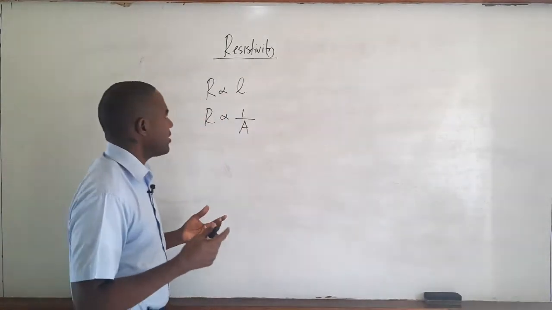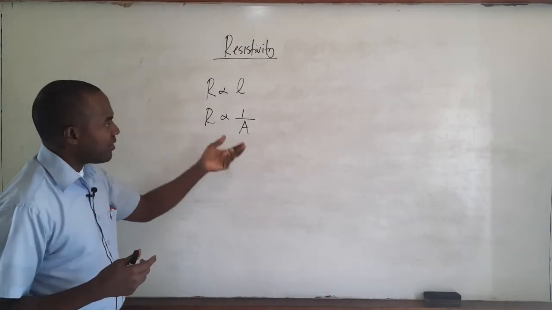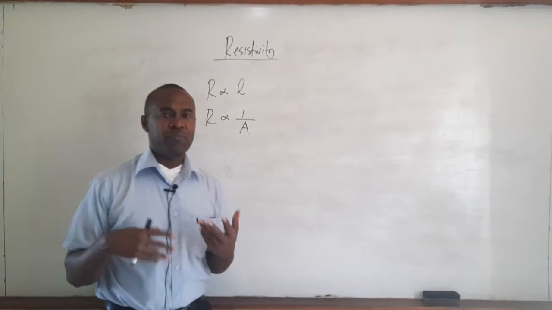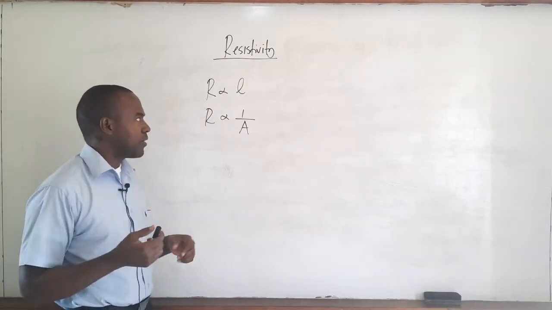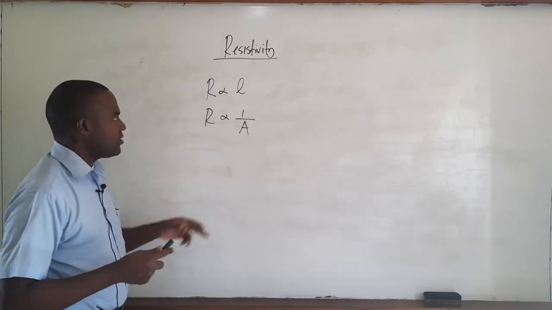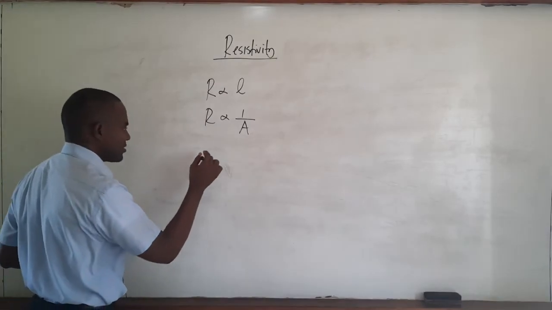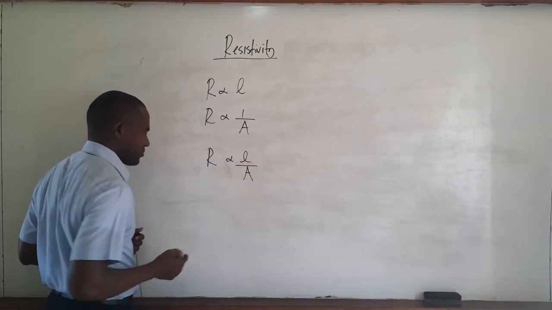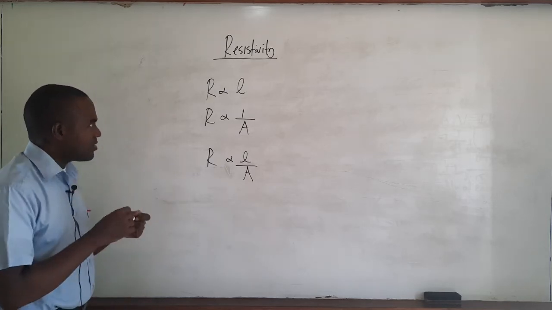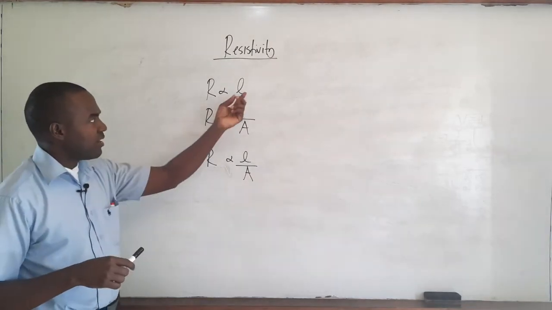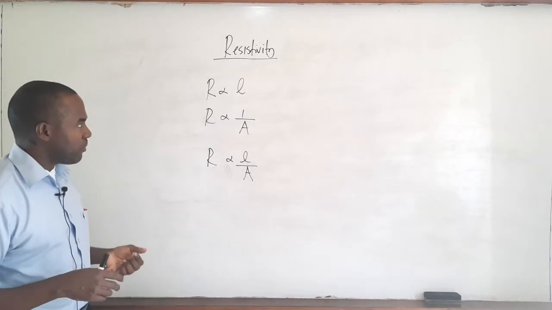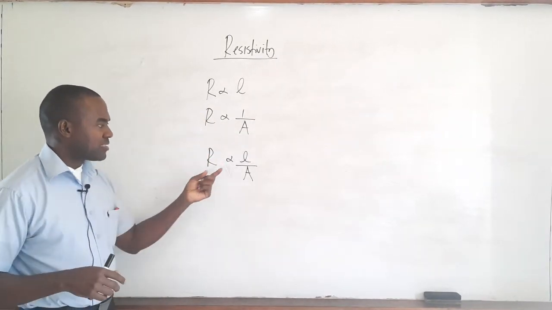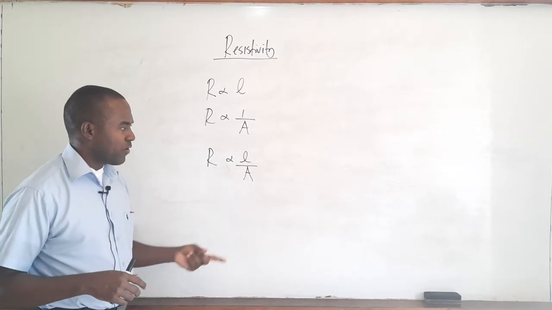But of course, in many cases, both length and area could change simultaneously, and we'll then have to consider the effect of each on the resistance, right? Now, if we were to combine these two relationships, what we get is this: R is proportional to L over A. Good? Because the resistance is directly proportional to the length L and inversely proportional to the cross-sectional area A, when we combine them, we get that R is proportional to L over A.